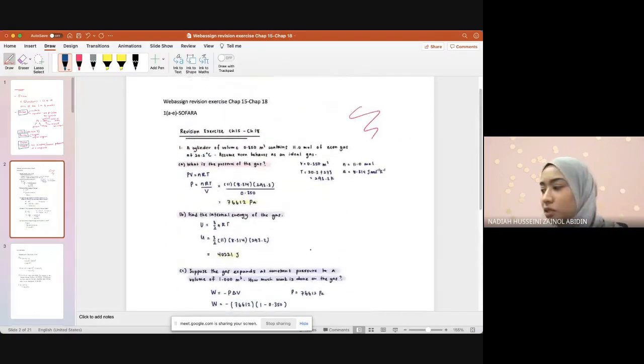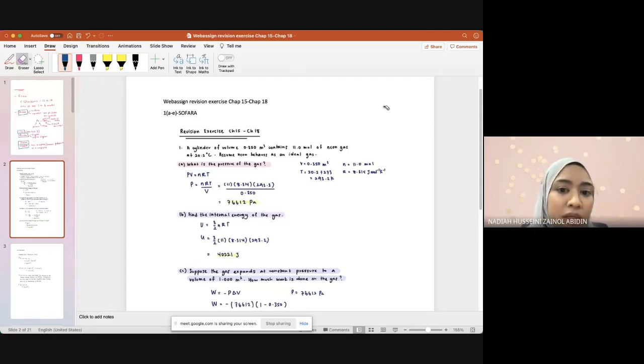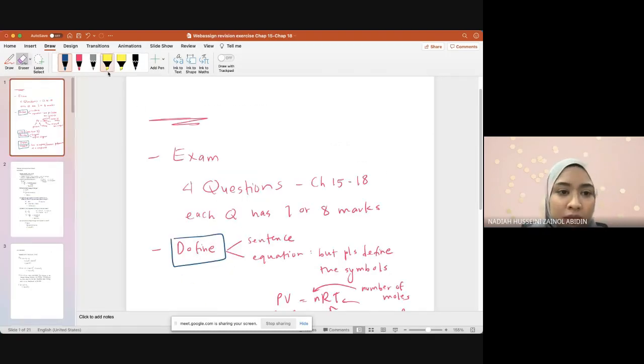Okay, so revision question number 1, which is on chapter 15. Before that, does anyone have any questions for me about the test before we start discussing the answers? Any questions? Doctor, is it true that the exam paper will not give us any formula at all? Right, I forgot to mention that. No formulas will be given, only constants.